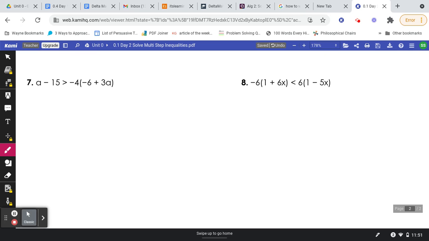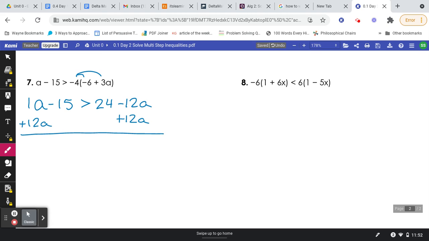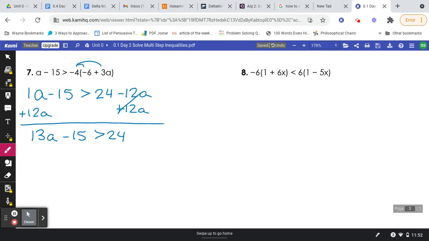All right, the last two problems. Again, we have another distributing problem. So a minus 15 is greater than 24 minus 12a. I'm going to move the 12a. Again, I like to have the a's on the left-hand side. That way I don't have to switch it over at the end. One less thing to do. And then add 15.